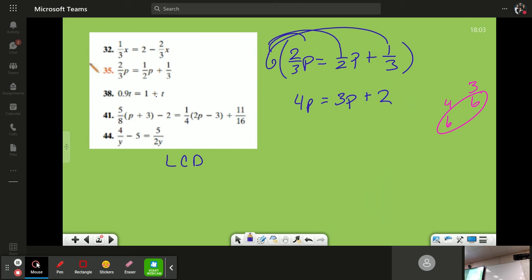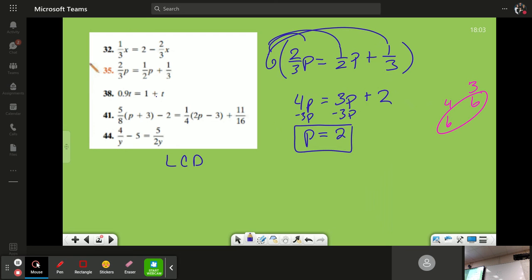Okay, so I have an equivalent equation. It's the same exact equation, but now I don't have any fractions. So I'm going to subtract that 3p, and I've got p is equal to 2. Okay? In the end, it comes out pretty nice.